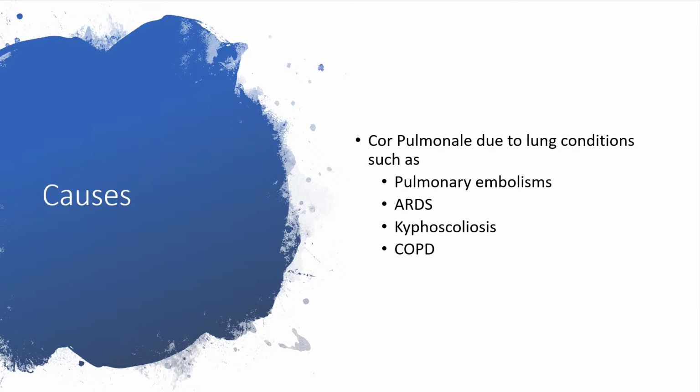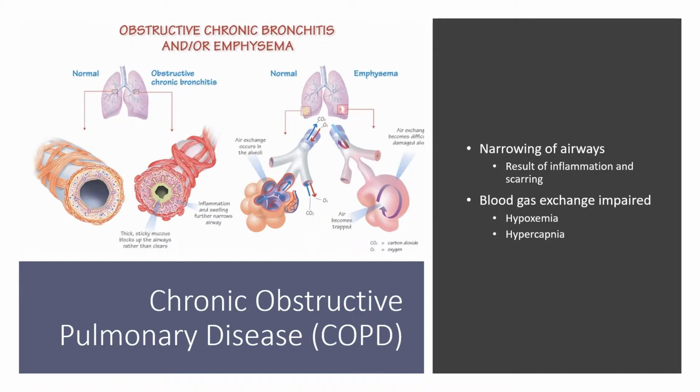Cor pulmonale is an abnormal alteration of the right ventricle of the heart due to a debilitating lung condition. It can be caused by pulmonary embolisms, primary pulmonary hypertension, ARDS, kyphoscoliosis, COPD, among other diseases affecting the lung. For this presentation, we will focus on COPD as the main cause for cor pulmonale.